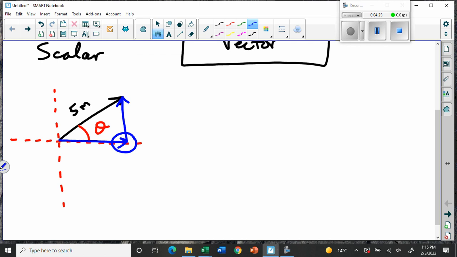So we could call this side 5, and the way you get this is by taking some trigonometry, 5 sine theta, and this side is 5 cos theta, whatever the angle is, and we call these the components of that vector.